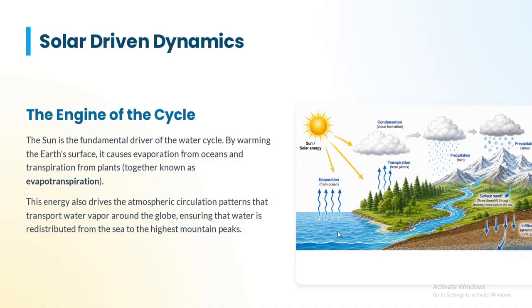All right. So the engine of the cycle. The sun is the fundamental driver of the water cycle, and by warming the Earth's surface, it causes evaporation from oceans and transpiration from plants, and together it's known as evapotranspiration. This energy also drives the atmospheric circulation.